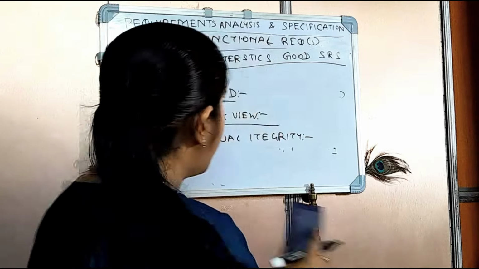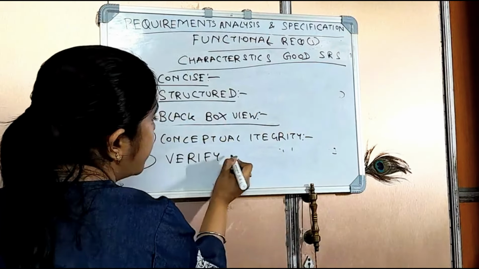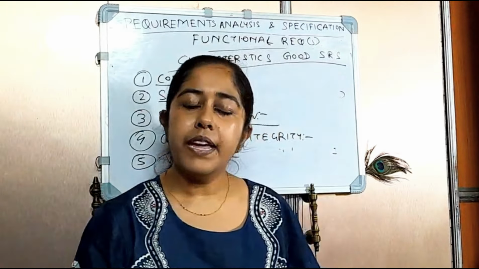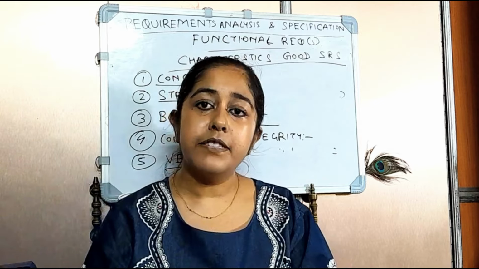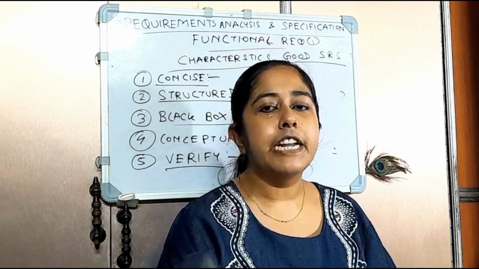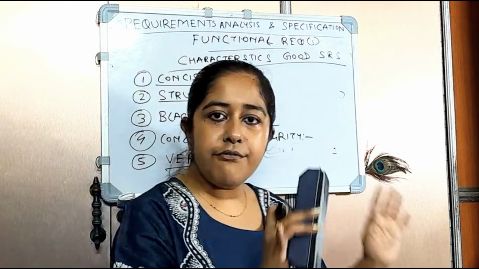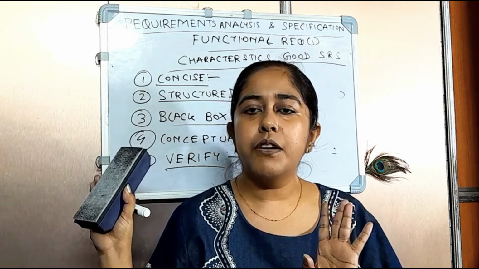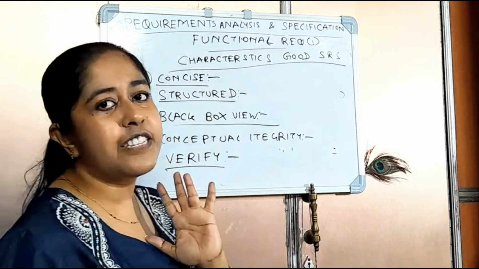And the last one is verifiable. That is, they can verify that whatever my customer wants, whatever my customer needs from this software, yes, my software will serve that purpose. So your SRS document should be verifiable, that after doing everything, every design, everything, you can see that whatever your customer needs, yes, my software is solving that purpose. So these are the basic things which should be in a good SRS document.